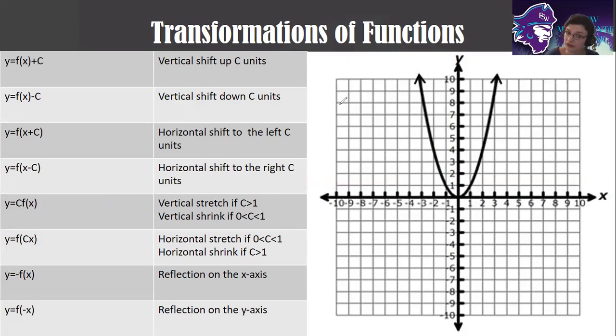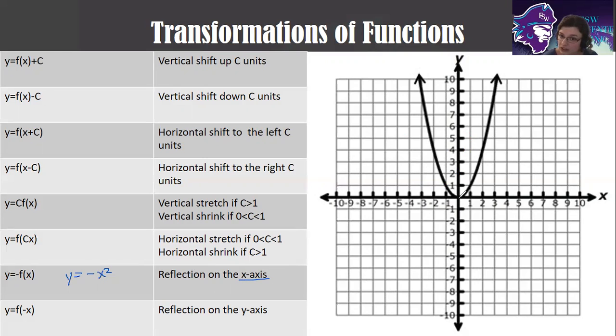Something else you might encounter is reflection. It could be reflection on the x-axis or the y-axis. An example of reflecting on the x-axis is having your function be negative x squared. Since the negative is exterior to your function, that means we're reflecting on the x-axis.